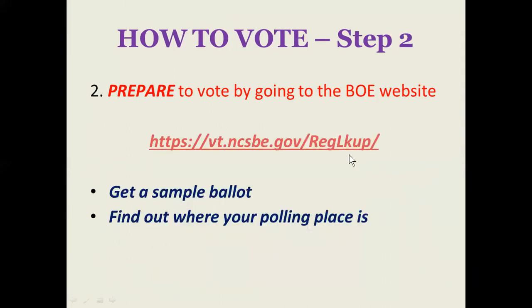Step 2, and how to vote. This is important for everybody, so tell all your friends and neighbors and certainly check yourself. Make sure you go to the Board of Elections website, BOE, you'll see that abbreviated throughout this presentation, and check your registration. You don't need to remember this link, it's on our website, and we've got one link at the end that will take you to all of the links that you need. You will be able to get a sample ballot and find out where your polling place is if you choose to vote on Election Day.